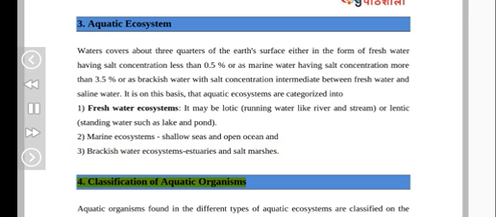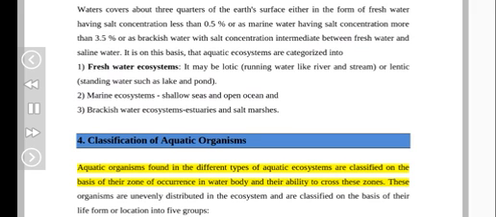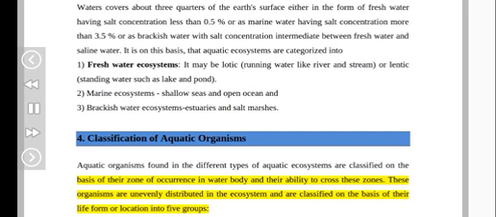4. Classification of aquatic organisms. Aquatic organisms found in the different types of aquatic ecosystems are classified on the basis of their zone of occurrence in water body and their ability to cross these zones. These organisms are unevenly distributed in the ecosystem and are classified on the basis of their life form or location into 5 groups.